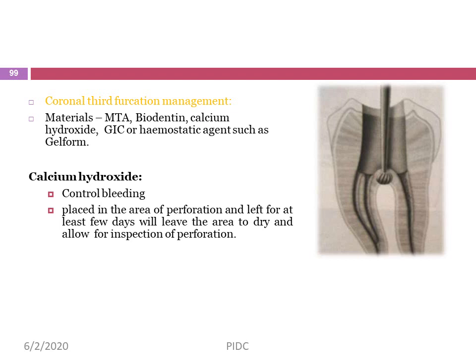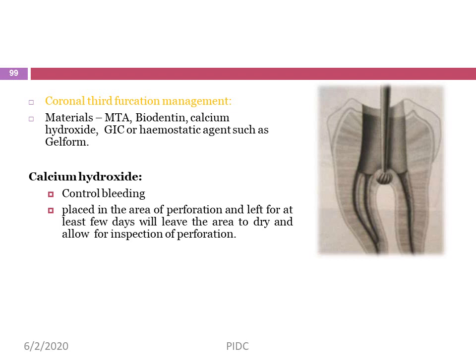So what are the materials you can use to repair your furcation damage? You have mineral trioxide aggregate, that is MTA. You have Biodentine. These are the recent advances. Of course, you also have calcium hydroxide and GIC.